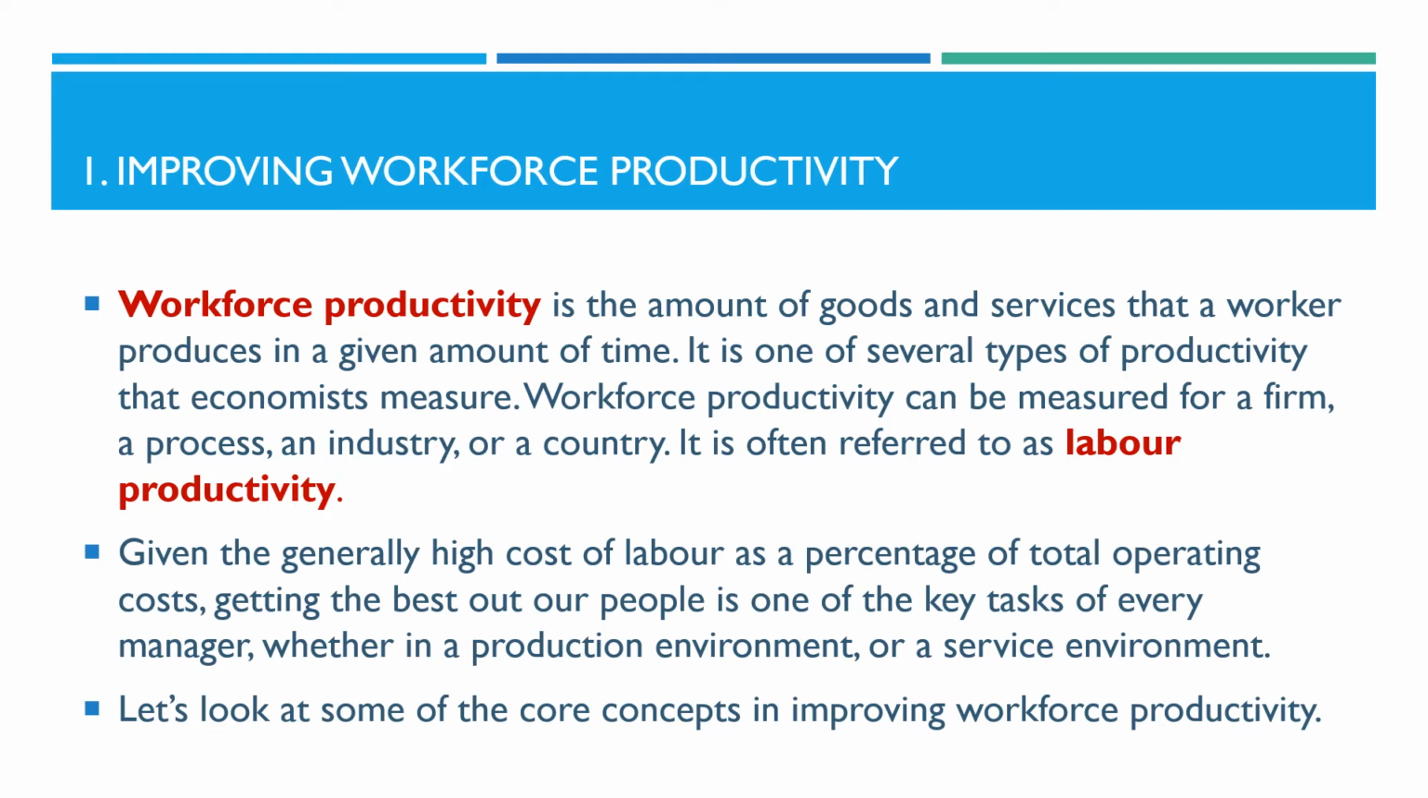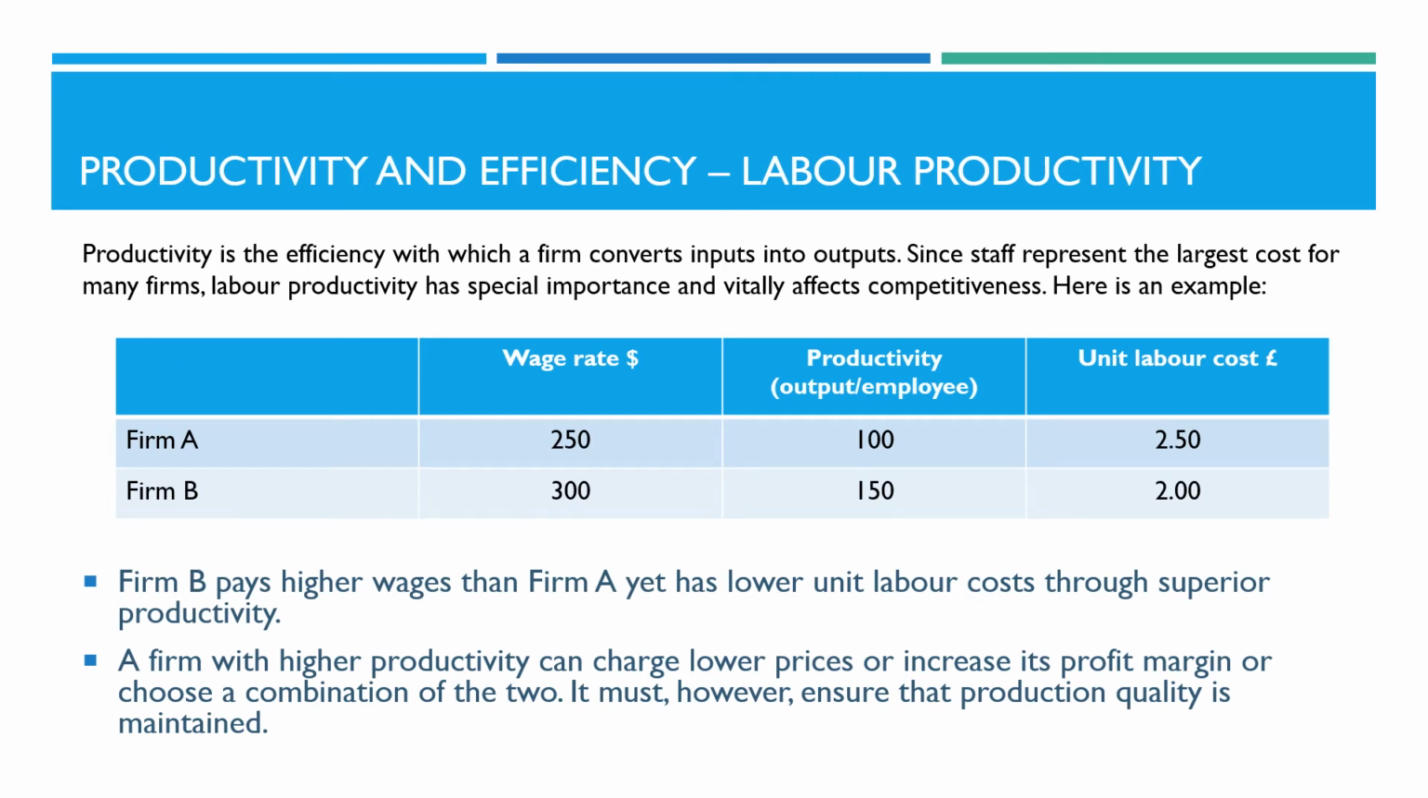Let's look at some of the core concepts in improving workforce productivity. Productivity is the efficiency with which a firm converts inputs into outputs. Since staff represent the largest cost for many firms, labor productivity has special importance and vitally affects competitiveness. Here is an example. Firm B pays higher wages than Firm A, yet has lower unit labor costs, through superior productivity. A firm with higher productivity can charge lower prices, or increase its profit margin, or choose a combination of the two. It must, however, ensure that production quality is maintained.